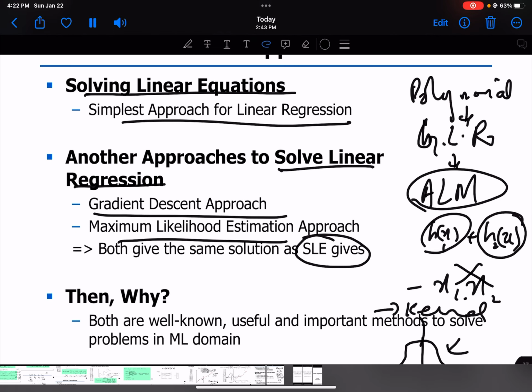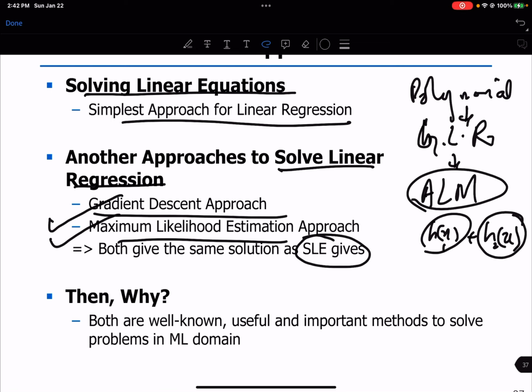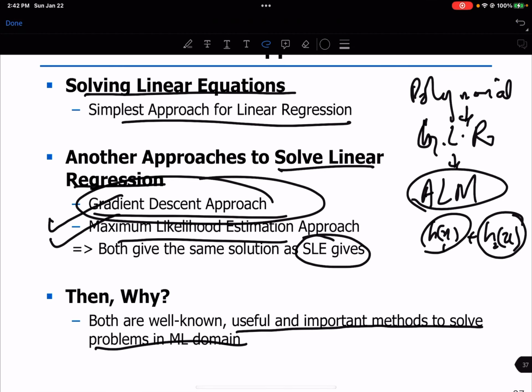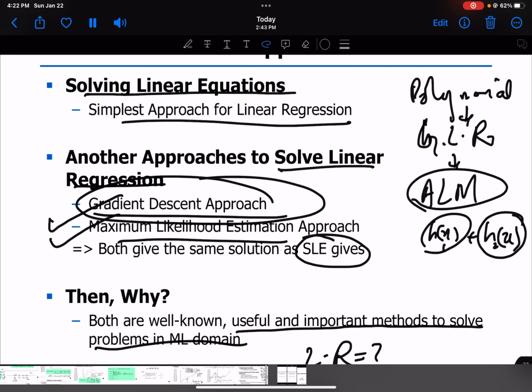So we know that both of them are very famous. I'm talking about gradient descent and MLE. And they are useful. Why do we study them? Because they are useful and important methods to solve problems in the machine learning domain. So we'll focus on the gradient descent method in our next lectures. That's it for the linear regression concept, and I hope I have addressed some of the confusions in this.